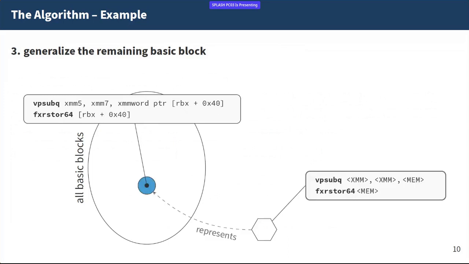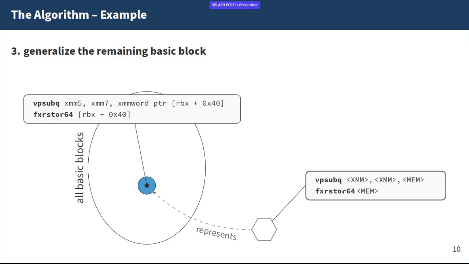Starting from this, we first generate an abstract basic block that is as narrow as possible, which in our case means that it represents all basic blocks that share the same instruction schemes, so the same kind of instruction as the original one. Marked here, the set of represented basic blocks, with this small blue set around the original basic block.